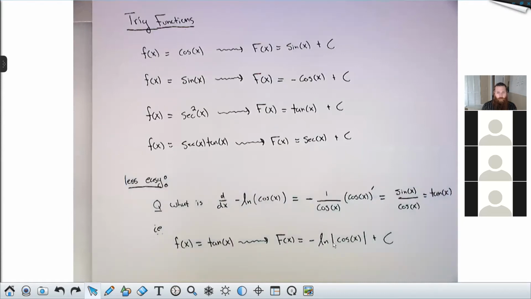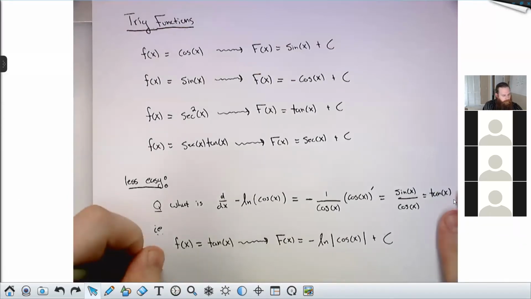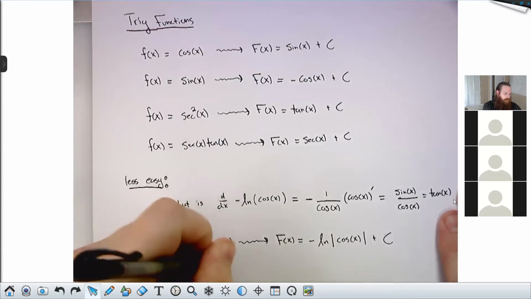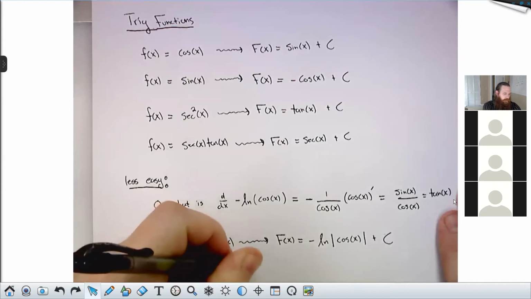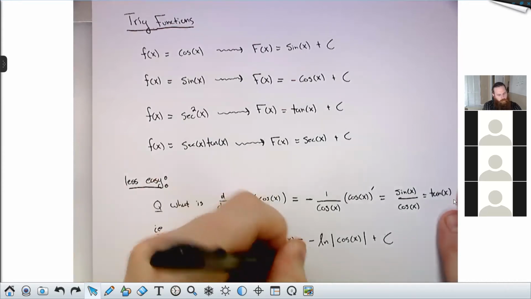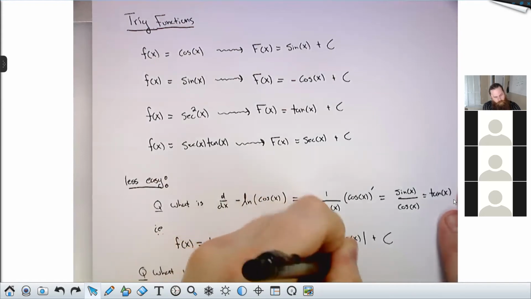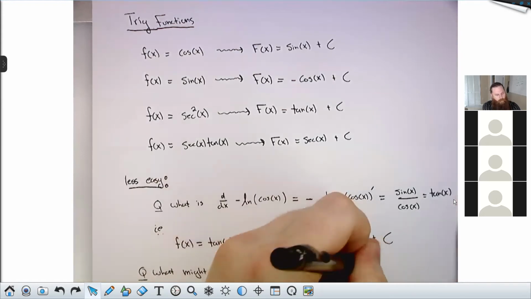It's good to know, and we've seen this result before, that if you differentiate the natural log of sine or cosine, you get something like tangent or cotangent. So it's nice to see now. I'll let you think about what might differentiate to secant or cotangent or cosecant.